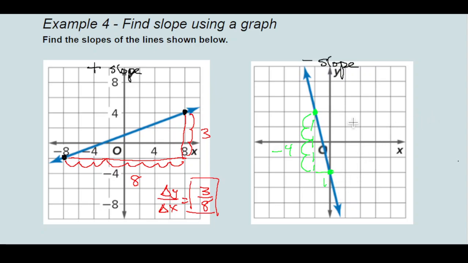So for my change in y over change in x, right, my change in y is -4, so it's dropping over +1. So my slope for this is -4. And that means that it goes down 4 over 1, down 4 over 1, right? So steep slope.